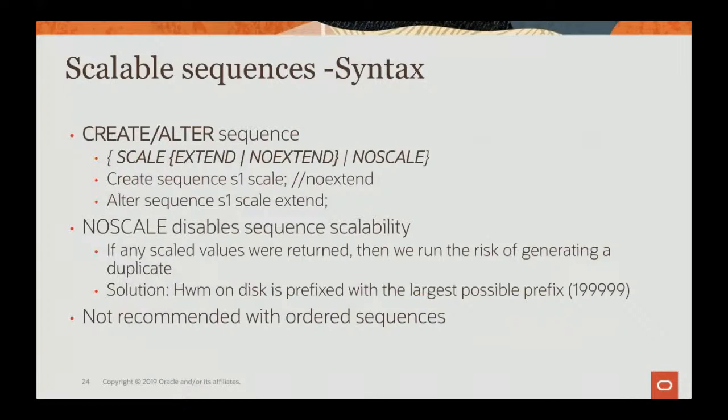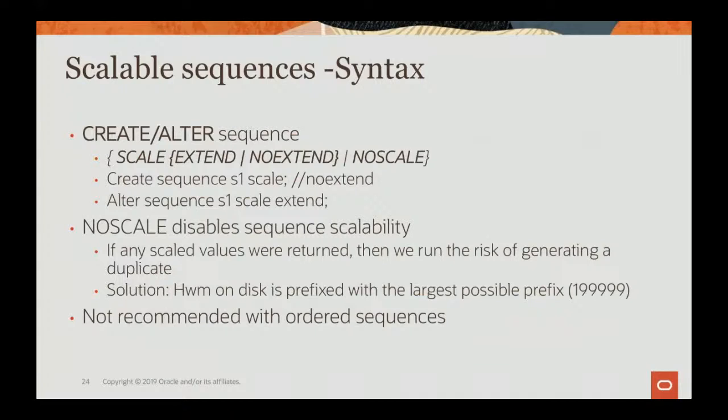One important point to note here is that if a scalable sequence has returned any values at all, any scaled values, and you then alter it to no scale, then we immediately update the high watermark on disk with the next value and the largest possible scale prefix. So we absolutely have to do this to avoid duplicates, especially with the no extend clause, because once you alter it to no scale, it starts generating values without the scale prefix. But at some point, the sequence value can grow to a value where it produces one with the same prefix that you had returned earlier, which basically breaks the uniqueness.